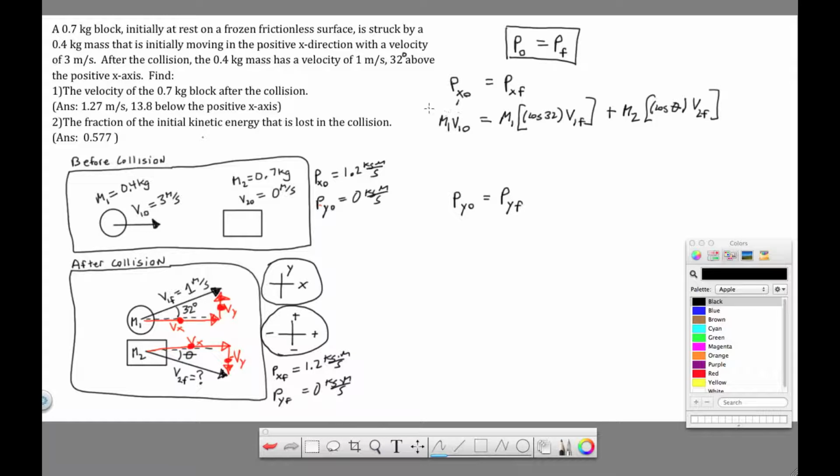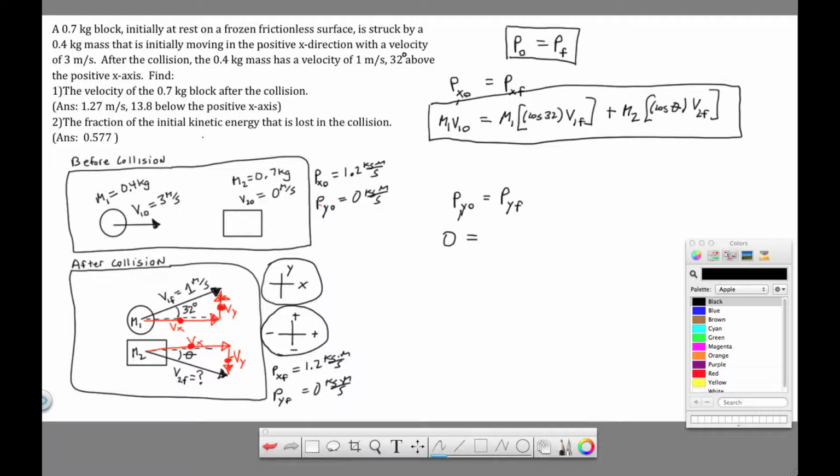So we just wrote a very useful equation. All right, now let's go to the y direction. Our initial y momentum is 0. So now let's go to our final y momentums. We have two y momentums final. So let's start with the y momentum for m1.